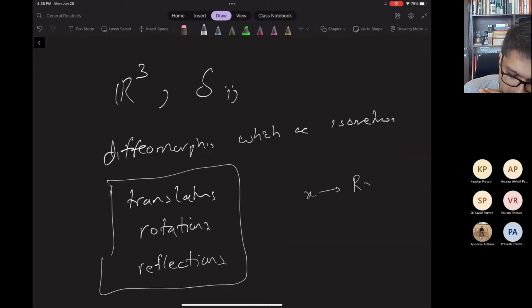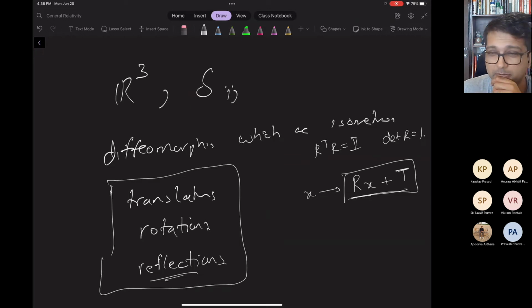So these transformations in terms of coordinates, for example, rotations look like this, by a rotation matrix where R is orthogonal. And if it's a pure rotation, then determinant of R is 1. If it's a reflection, then determinant of R can be -1. And in R3, a translation would be I add a column vector T to it. So this is the set of all possible diffeomorphisms which are isometries, that is, they preserve the metric.